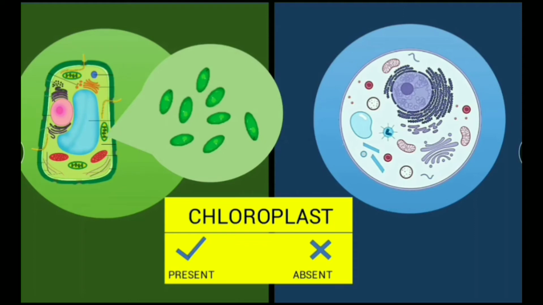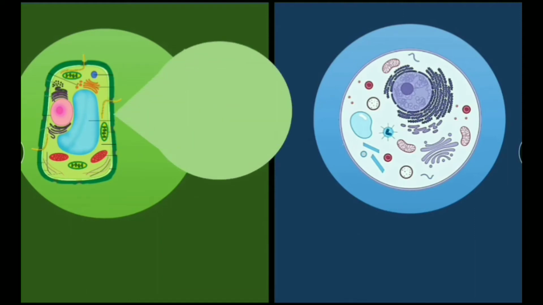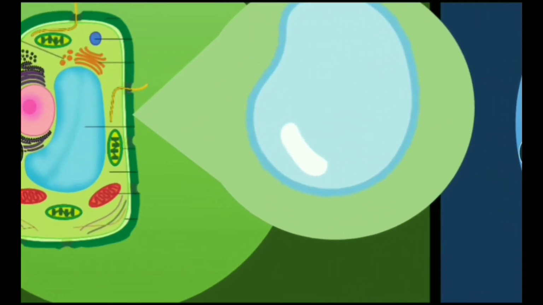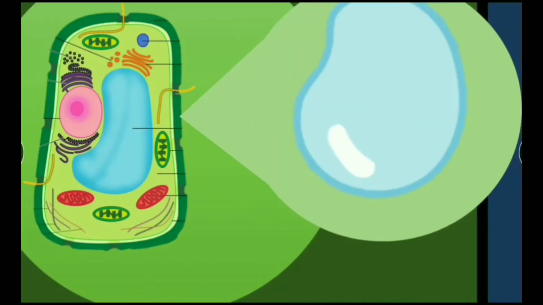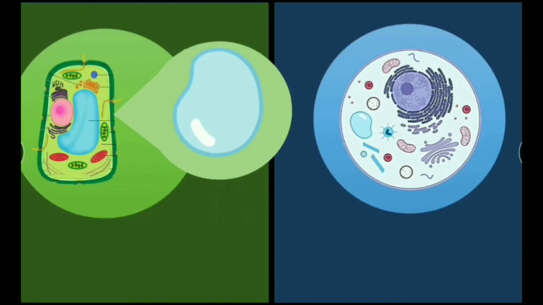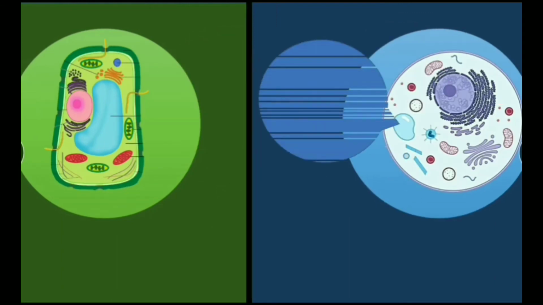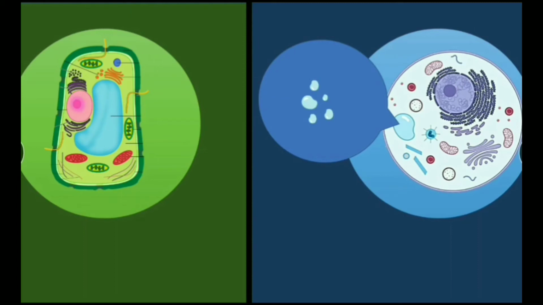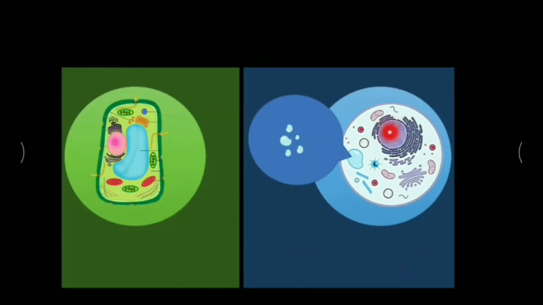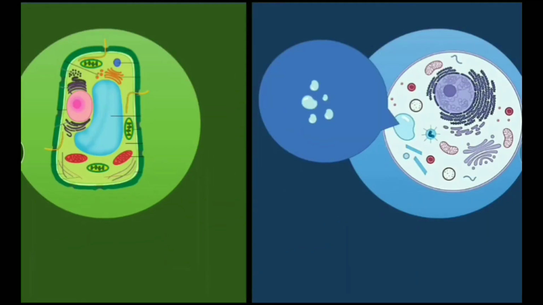Now look at this structure. What's this? This is a vacuole, which occupies almost 90% of the plant cell. It is also called a large vacuole because of its size. But in animal cell, vacuole is absent, and if present, it is of very small size and can be more than 1.